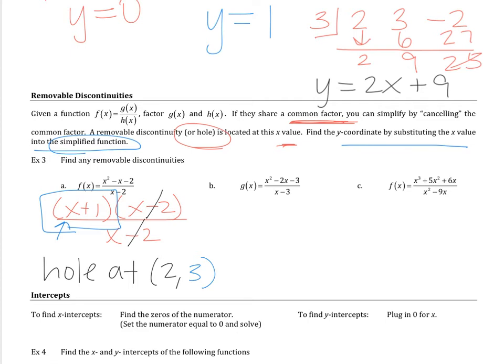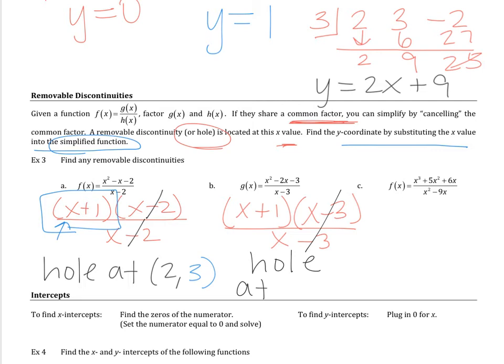Okay, so for part B, if I factor my numerator, that's x plus 1 times x minus 3 over the denominator of x minus 3. And again, I've got common factors. I've got x minus 3 over x minus 3. So I'm going to cancel those out, and therefore we will have a hole at 3, comma, and again I'm going to look for my simplified function, which is just x plus 1 again. So if I plug 3 in for x, 3 plus 1 is 4.